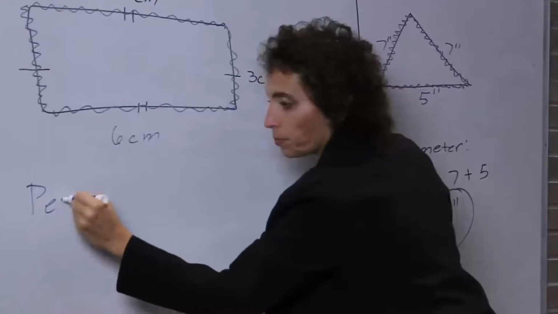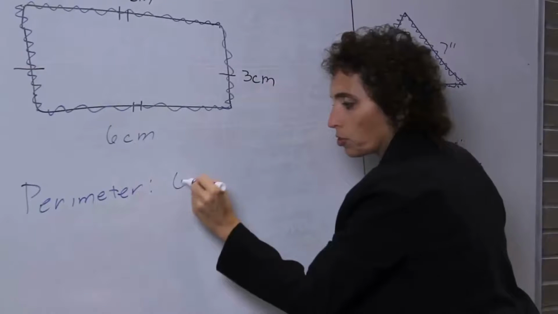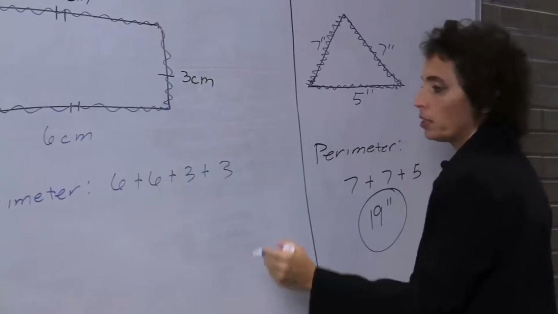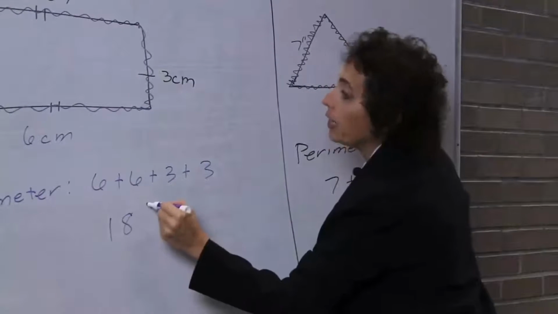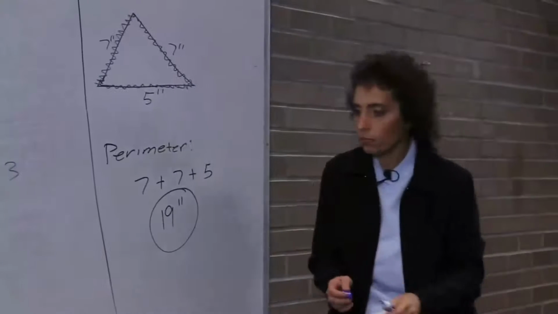So the perimeter. Now, there's quick ways to add this, but simply we could just go 6 plus 6 plus 3 plus 3, which is 18 centimeters. So that's the perimeter of that one.